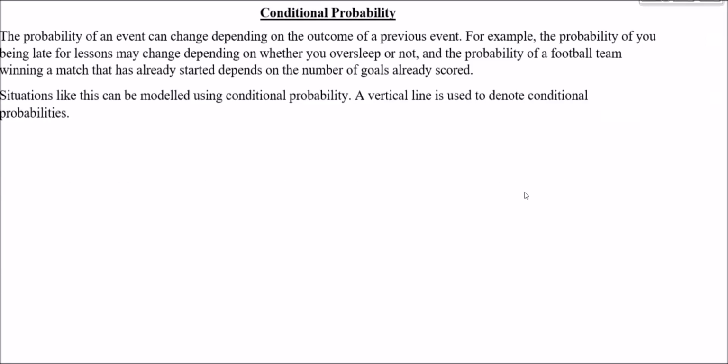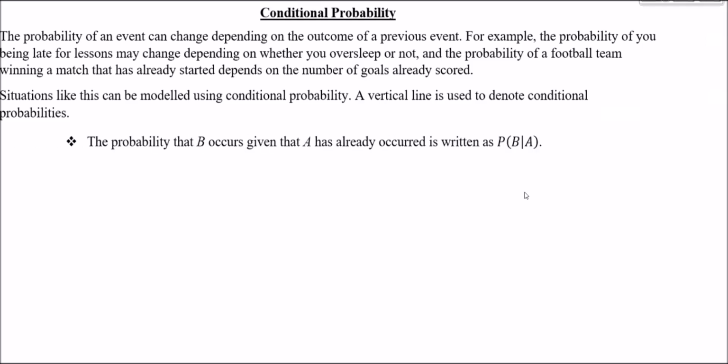Next, situations like this we can model using conditional probability structures. In maths, we have a vertical line to denote we're talking about conditional probabilities. The best way of explaining this is to show you what it looks like and then explain in context. For events A and B, the probability that event B occurs, given that A has already occurred, is written as P, then in brackets, B slash A.